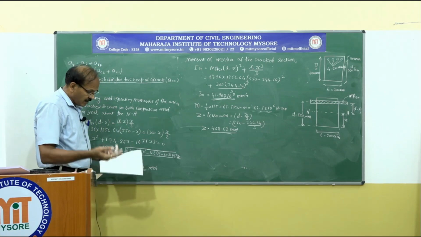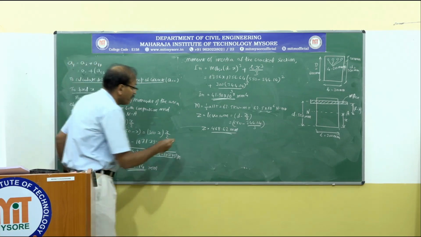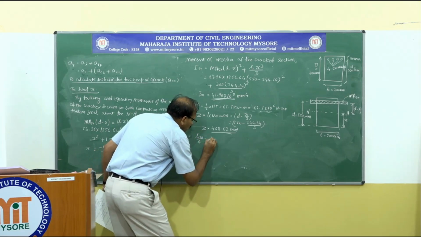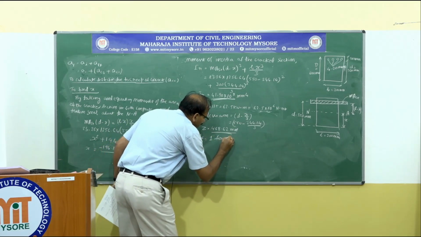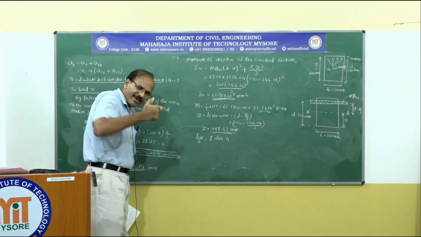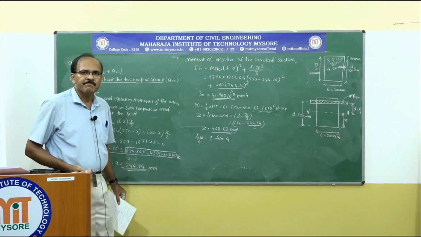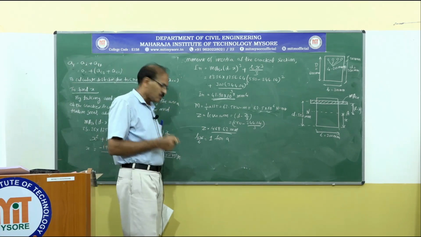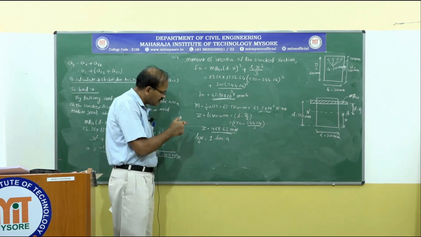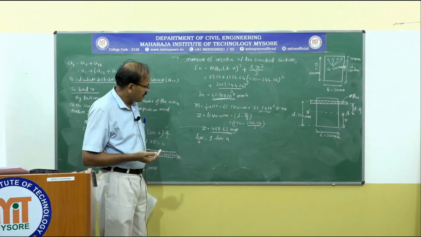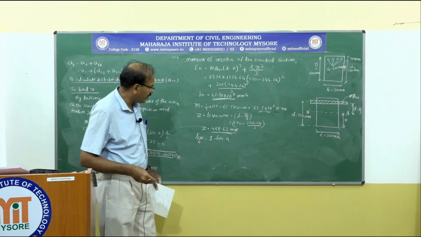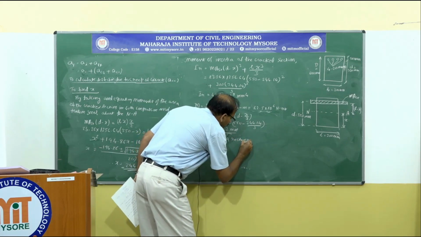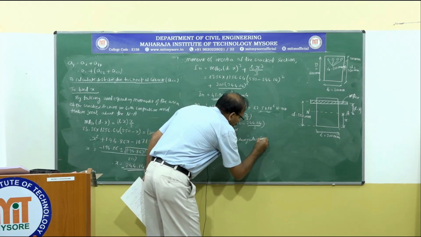Next, what is bw by b? Yes, for a rectangular section it equals 1, because bw equal to b. Only in case of a T beam, this value changes and this value will be greater than 1. So for a rectangular section it is 1.